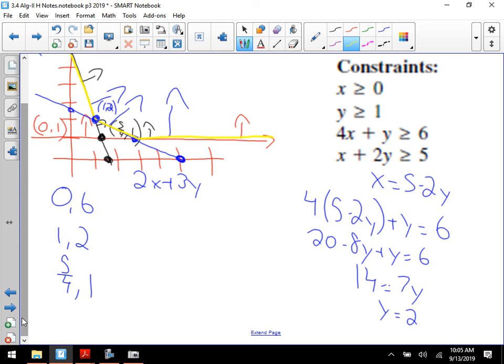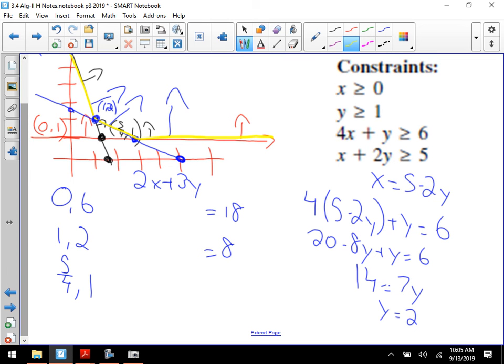What's 2 times 0? 0. What's 3 times 6? 18. So that's at 18. What's 2 times 1? 2. What's 3 times 2? 6. What's 2 plus 6? 8. Okay.